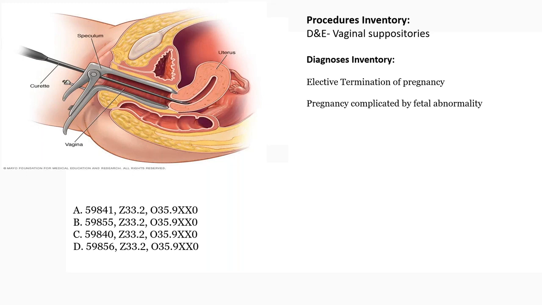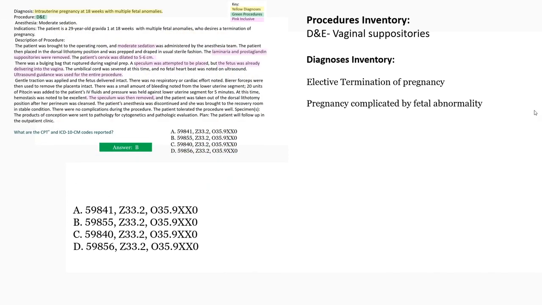Whereas in the curettage method, they will use a curette and scrape off the products of conception from the uterus. I hope both the procedures are clear. Now let's move into the coding portion.